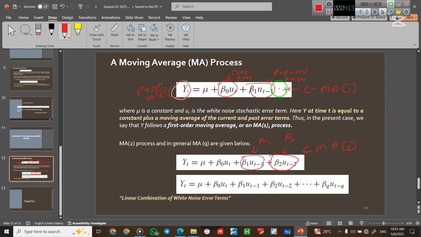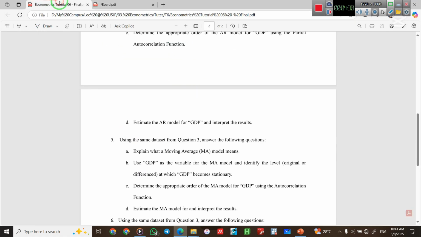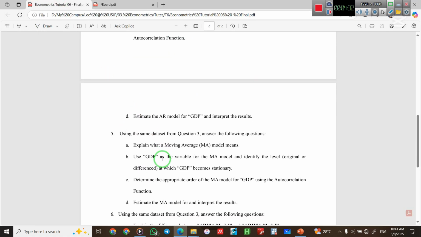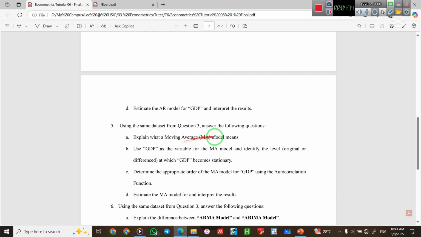So the MA order is determined based on the number of previous year values that were incorporated in the model, right? So if we move to our tutorial, the first question is asking to explain what the moving average model means. So I have explained that part.